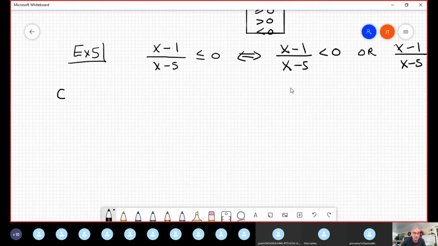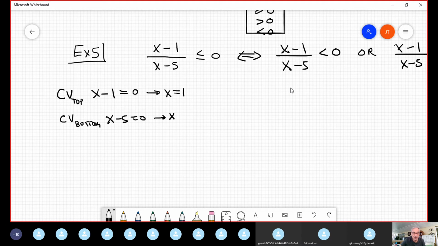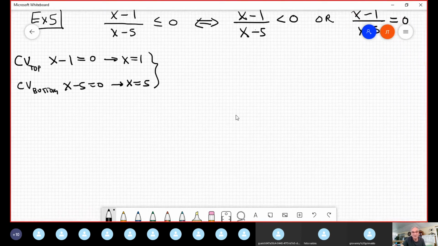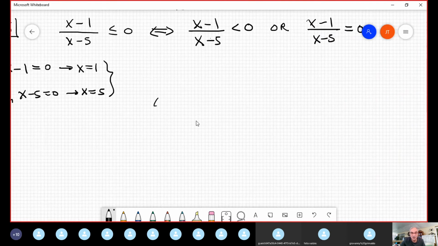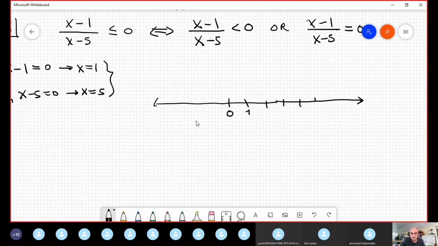But in order to find critical values, you find the critical value of the polynomial in the top, and the critical value of the bottom. x minus 1 equal to 0. Sorry, x minus 5 equal to 0. Obviously x equal 1 and x equal 5. So we have two critical values: the 0 of the polynomial in the top and the 0 of the polynomial at the bottom. We proceed exactly the same. We do the sketch of the real number line. We do the partition using two critical values, 1 and 5.